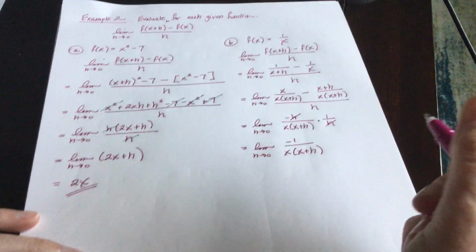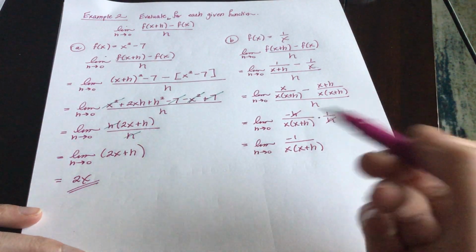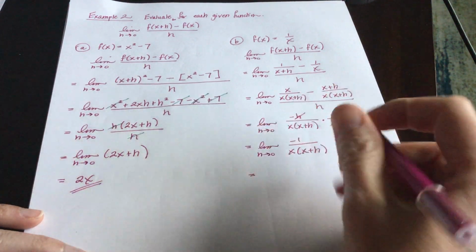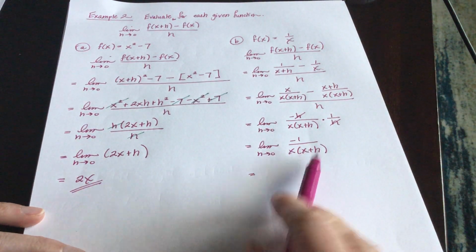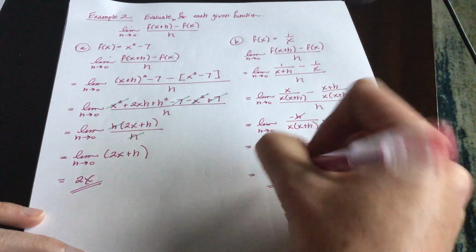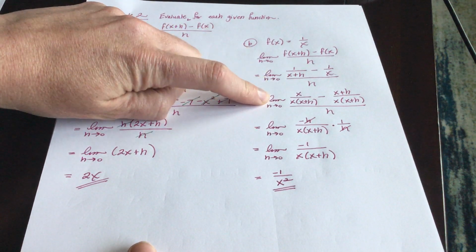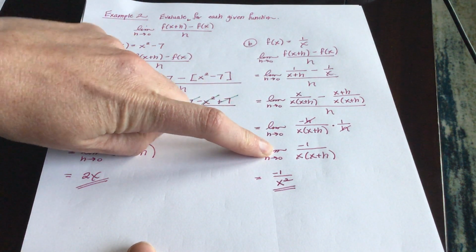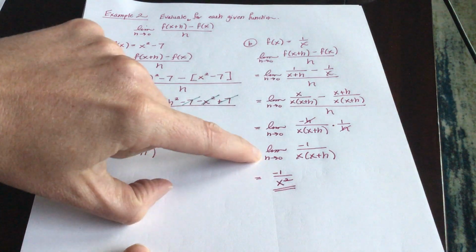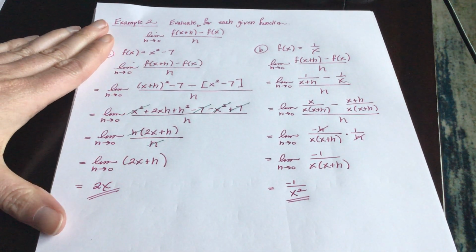And once those h's cancel out, you should be able to let the remaining h take on the value of 0, and whatever you have should be your answer. So let this h take on a value of 0, and you'd have negative 1 over x squared. There we go. Notation: limit statement, limit statement, limit statement, and then I quit because I finally let h take on the value of 0. Watch your notation, I'll be looking for it.